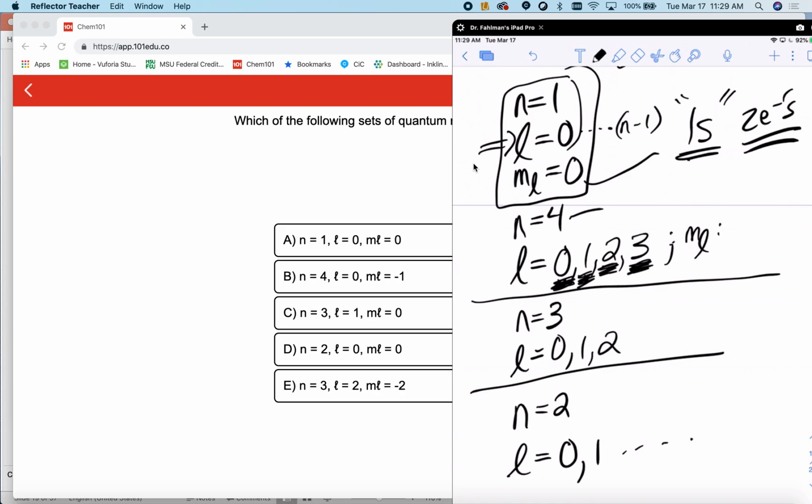Is everybody cool so far? Looking at why this answer's wrong, all the n's make sense, like we don't have an n of 0 or something. Likewise, the L looks good here, but the m sub L can't be -1 for this L. What is the only value for m sub L that you would have for this L? 0. Yeah, exactly.